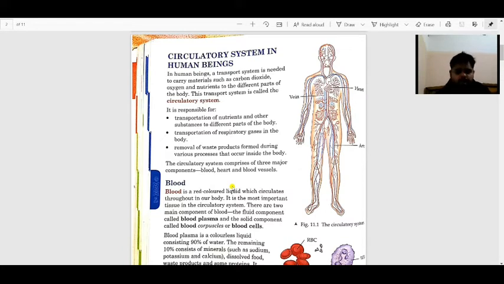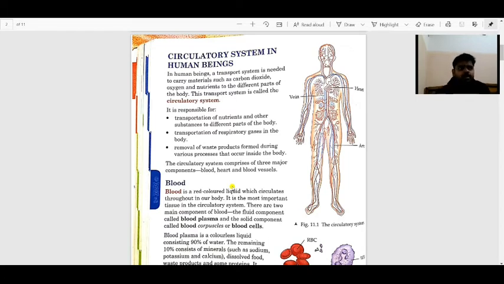Now if we look at blood, blood also has two parts. Remember that the circulatory system is divided into three parts: blood, heart, and blood vessels. And blood is again divided into two parts. The first part is the liquid part, since blood is basically a liquid. The liquid part is called blood plasma, and the solid component present in the blood, which we cannot see or feel, is called blood corpuscles, or blood cells.